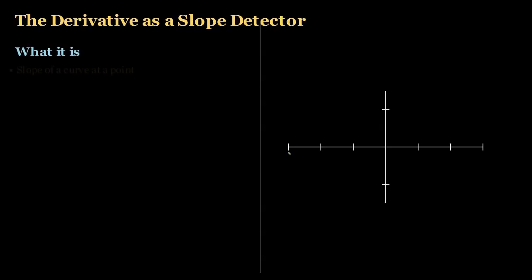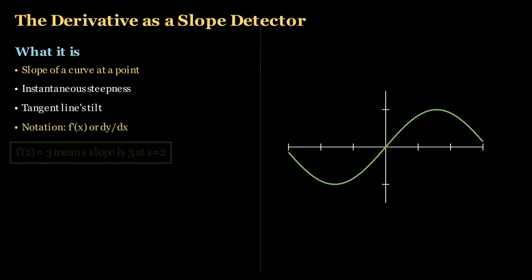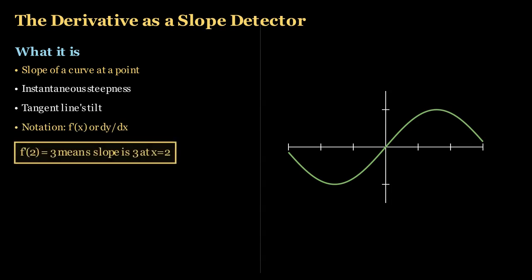Imagine you're walking along a hilly path, the graph of a function. At any moment, you feel the ground tilting under your feet. The derivative is exactly that, the steepness of the curve at a single point. It's the slope of the straight line that just kisses the curve there, called the tangent line. If the curve were a roller coaster track, the derivative tells you how fast you're climbing or dropping right now. We write it as f prime of x, or dy dx, both mean the same thing, the slope at that instant.